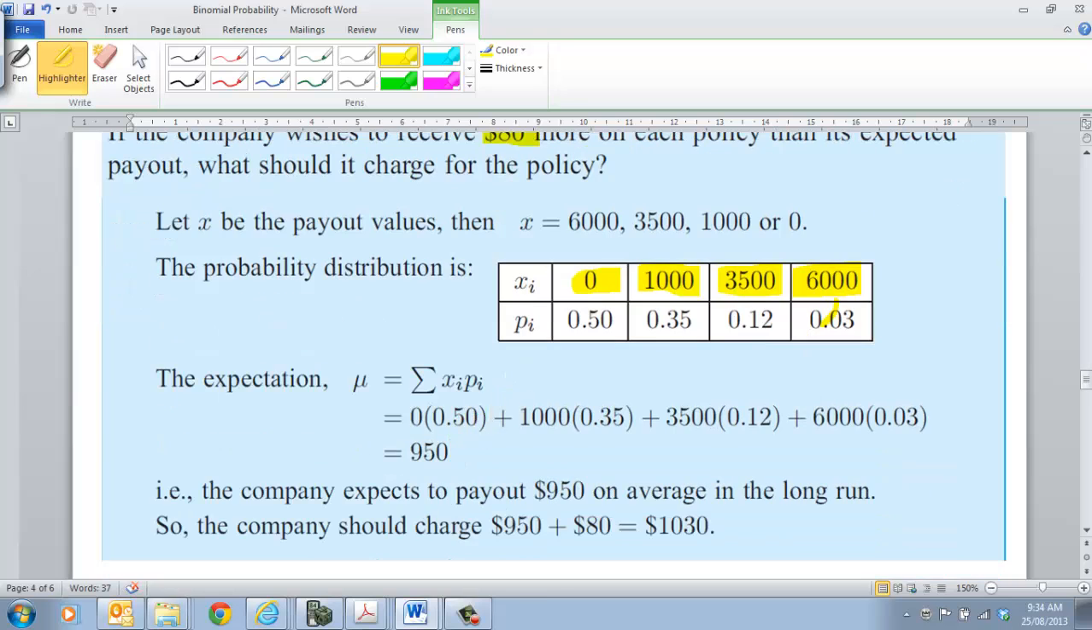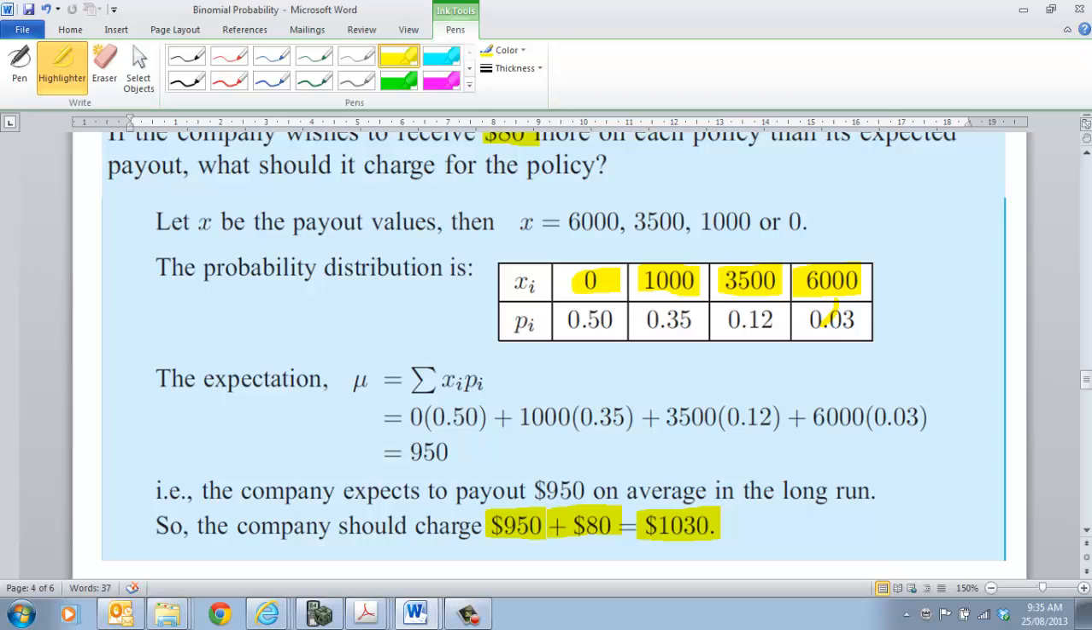So it's 0 times that, the payout figure 1,000 times 0.35, 3,500 times 0.12, and 6,000 times 0.03. That's going to give us an average payout of $950. If we want to work out what we would expect to charge people for our premiums, then we've got to add this $80 onto our mean value, and that's going to give us a premium value of $1,030. So that's how we work out how much we would charge people based on the figures.